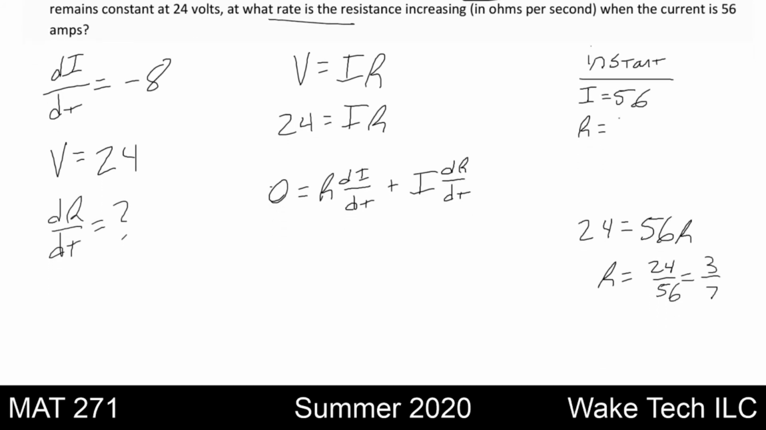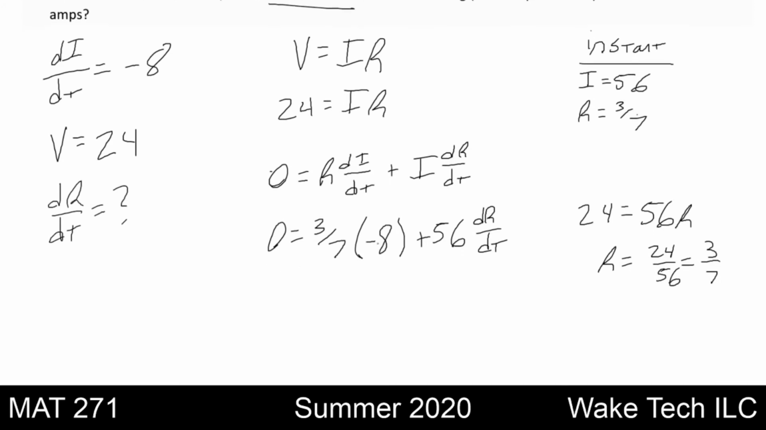Alright, now we can substitute every value into this equation here. That is, every value except for dR/dt, because that's what we're trying to find. We have 3/7 times dI/dt, which is -8, plus I, which was 56, times dR/dt. That's what we're trying to find. Now we solve this like a regular arithmetic equation. I'm going to multiply this -8 by this 3/7 to get -24/7 and move it to the other side to get positive 24/7.